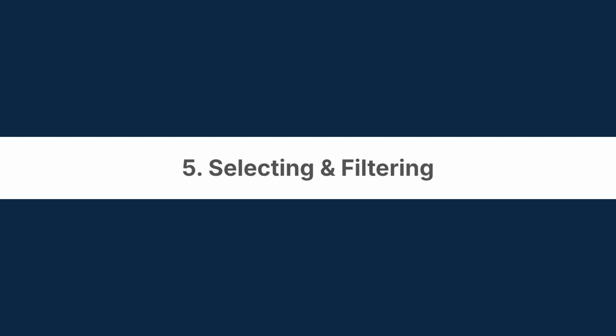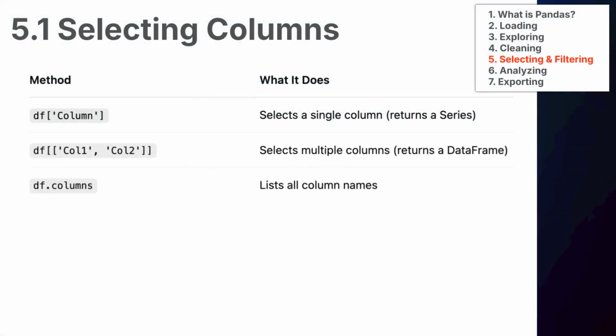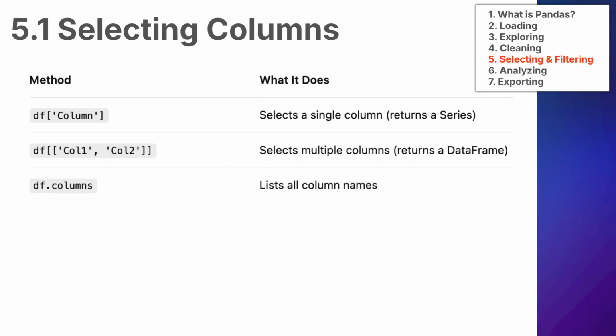5. Selecting and filtering. We touched on this briefly in the previous section, but let's go into it in more detail in this section. 1. Selecting columns. This is how you choose specific columns from your dataset.